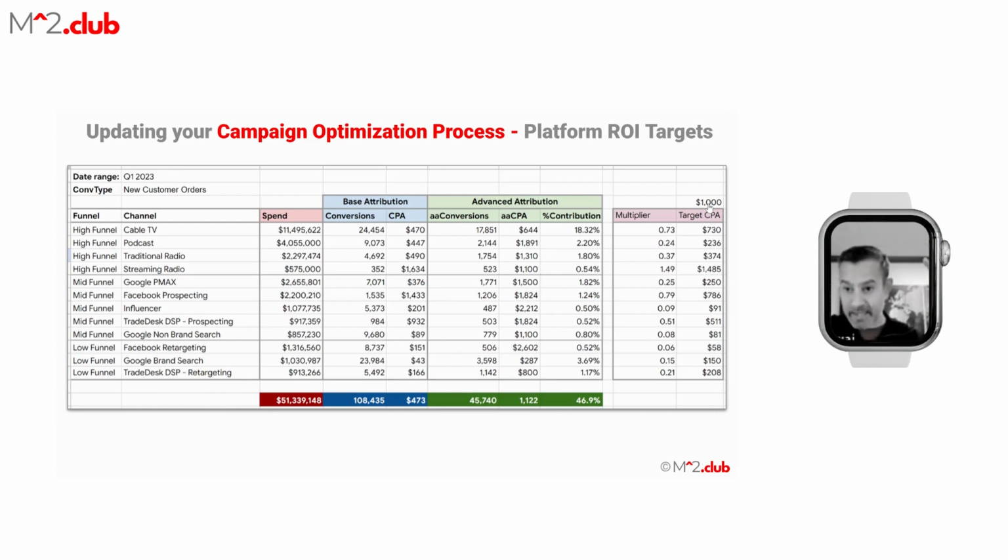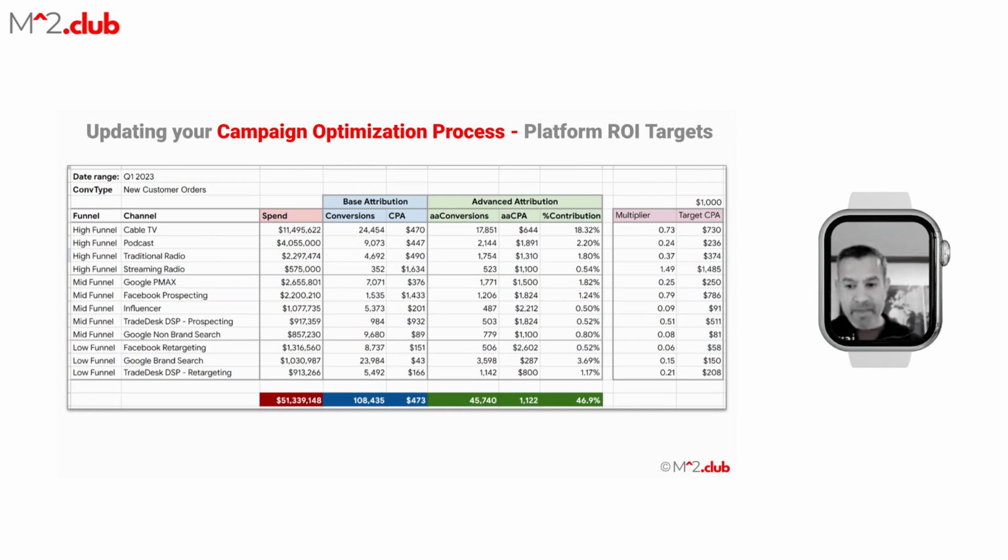You want to increase spend. So how do you increase spend? What CPA are you targeting? You're targeting a $208 CPA. So you want to increase spend and watch the CPAs go up and hit the $208 CPA, and that's where you stop the spending, because that's when you hit a $1,000 incremental or advanced attribution CPA. So this allows you to set platform CPA targets using the multipliers as your guideline.